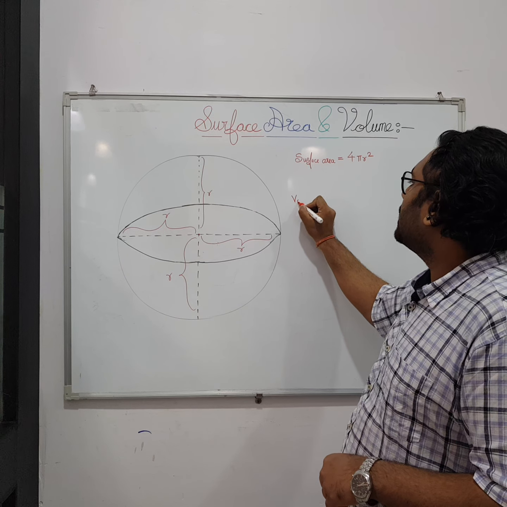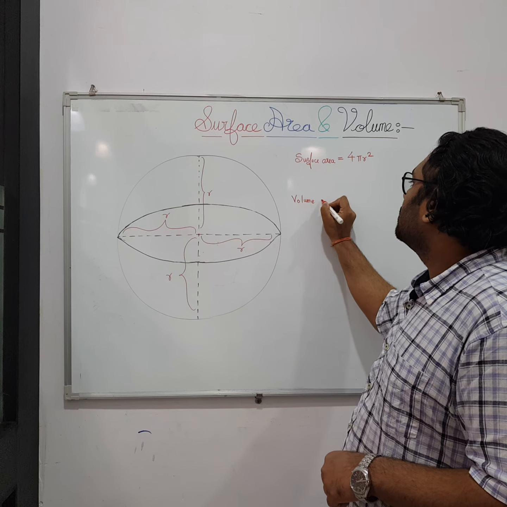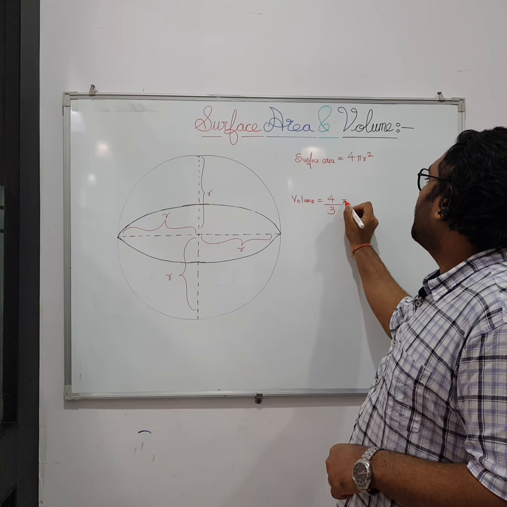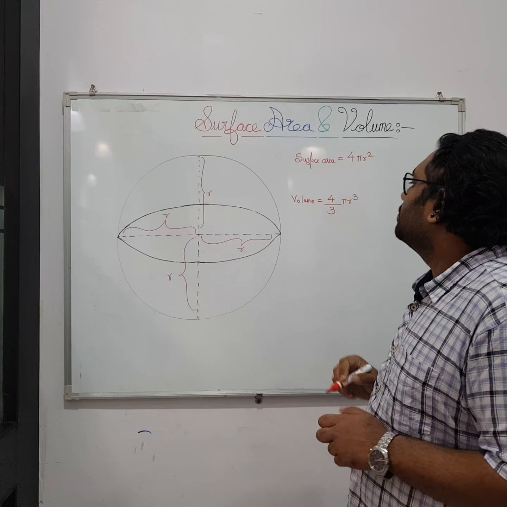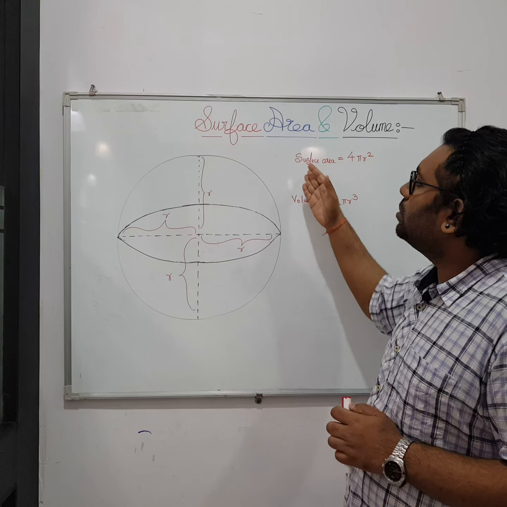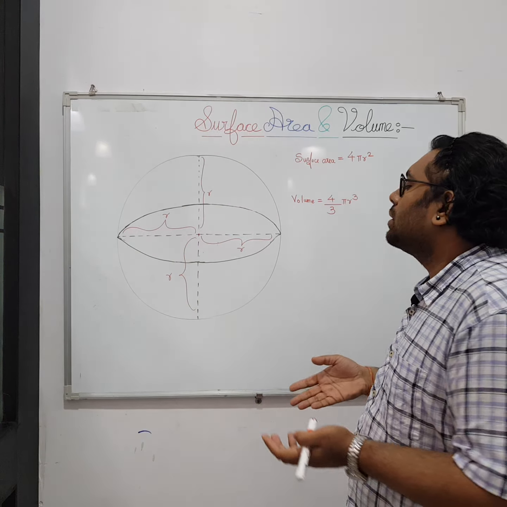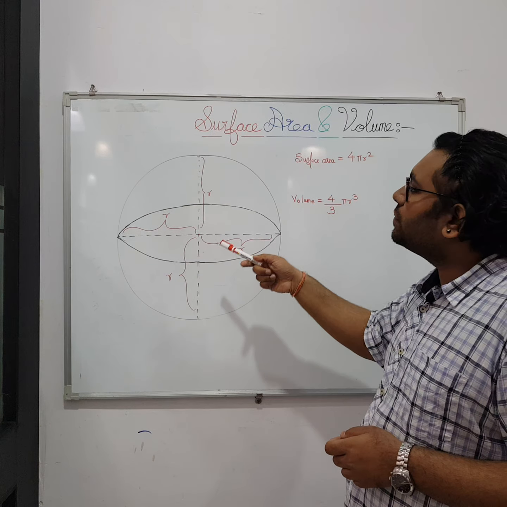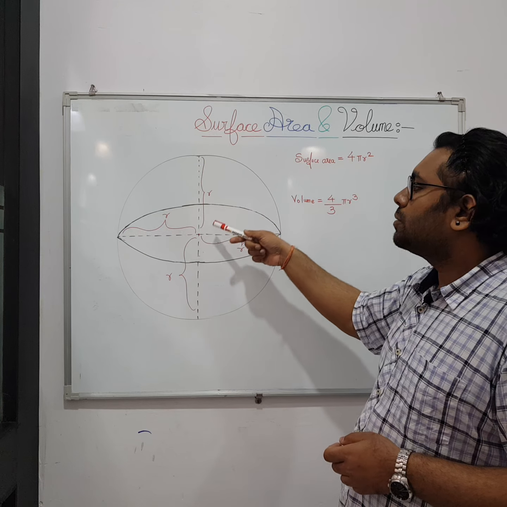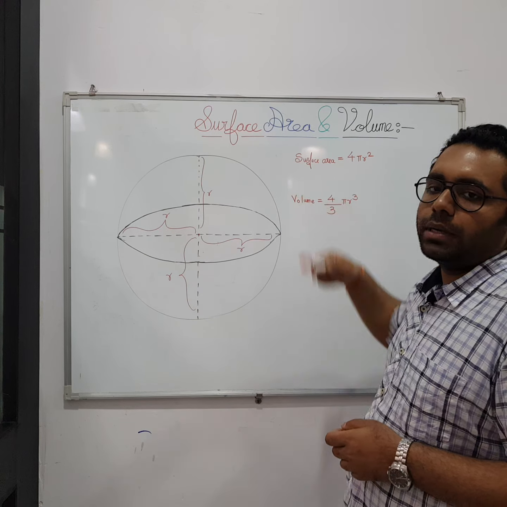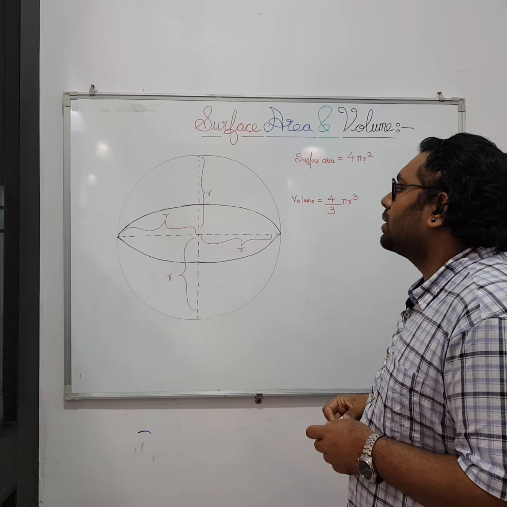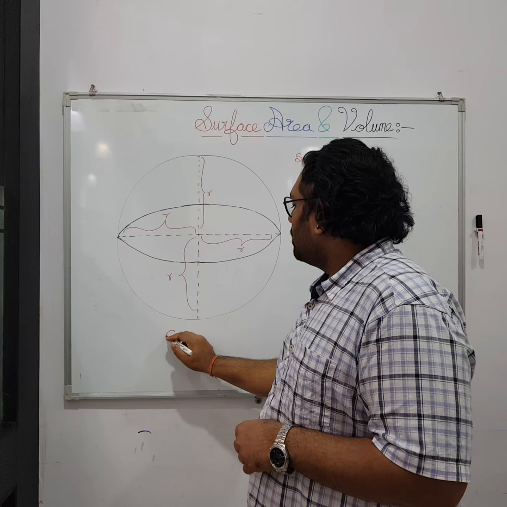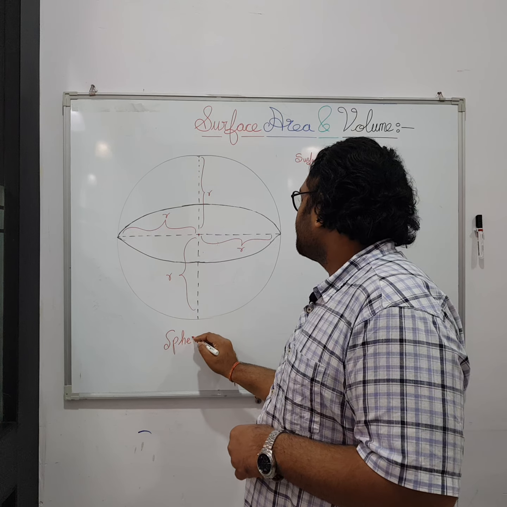Similarly, what is the volume? The volume of a sphere is nothing but 4 by 3 pi r cube. So these are the two important and only formulas associated with a sphere. I'll repeat once again, there is no separate curved surface area or total surface area of a sphere. There is only a surface area, because the total surface area and the curved surface area are the same thing. So this is all about sphere.